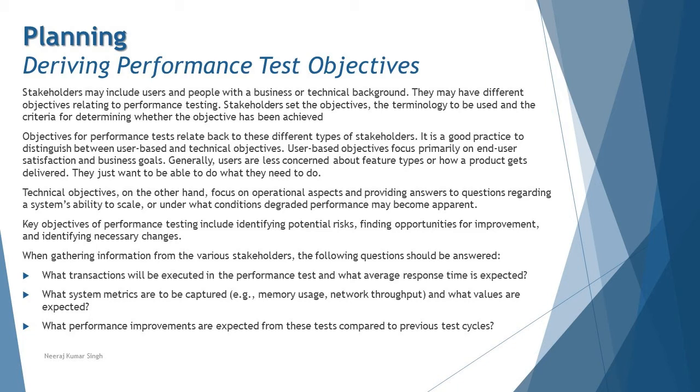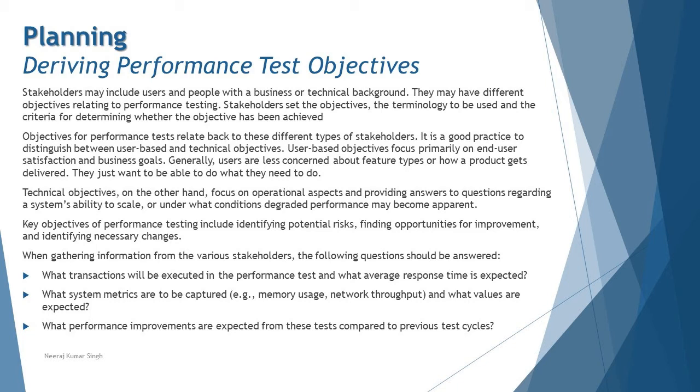User-based objectives generally focus primarily on end-user satisfaction and business goals, where users are less concerned about feature types or how a product gets delivered. They just want to be able to do what they need to do. So it is very straightforward when it comes to a user-based objective. This is completely from an end-user perspective: how they will be using the system and what they will be performing in order to achieve their end goals.